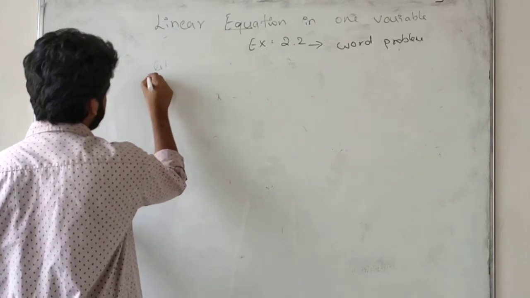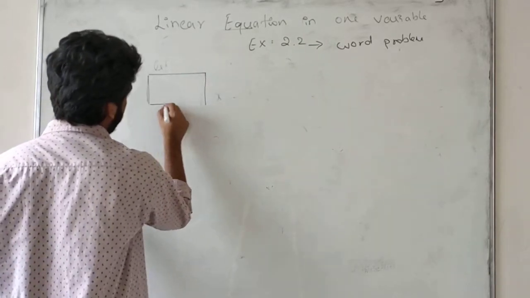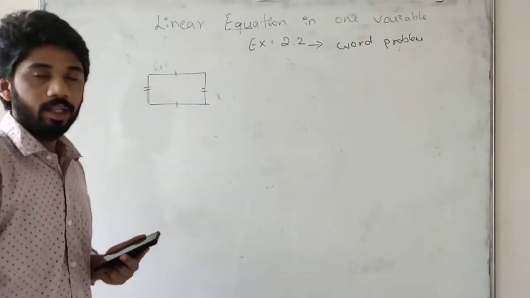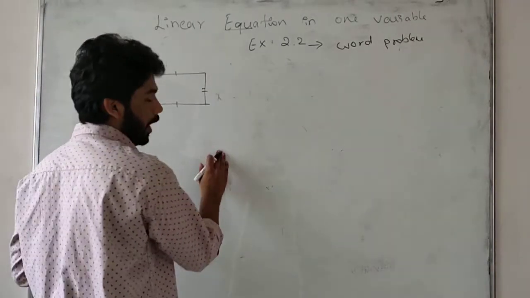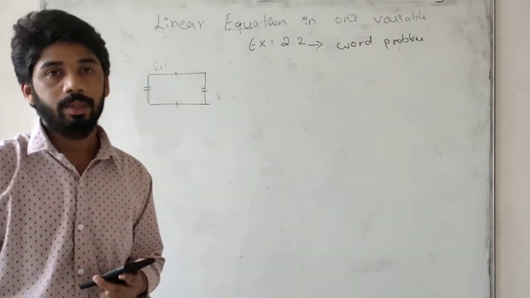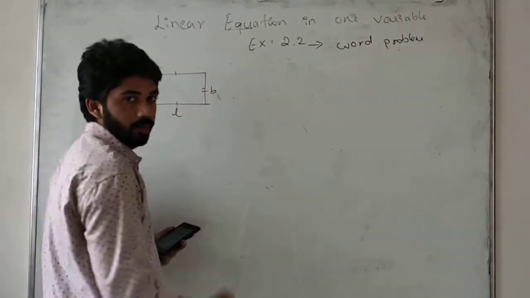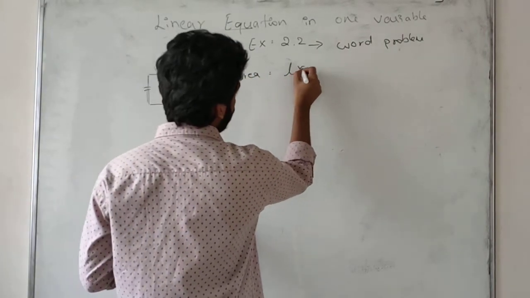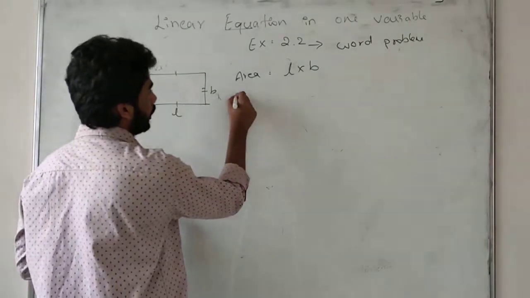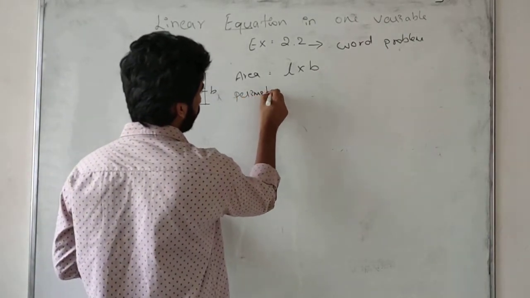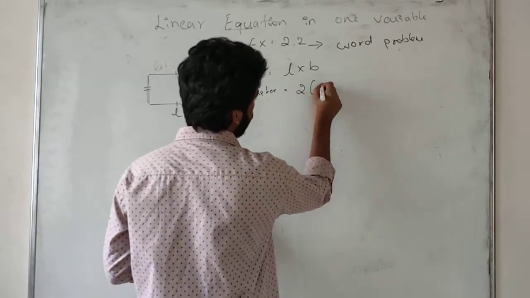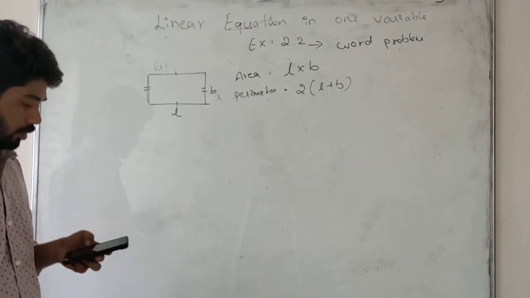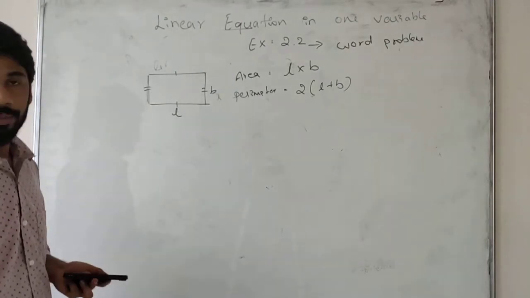This is a rectangle. In a rectangle, opposite sides are equal. In this one we have to know two formulas: area and perimeter. This is length, this is breadth. Area is calculated as length into breadth. And perimeter we take as 2 times L plus B. This is the perimeter. Okay.